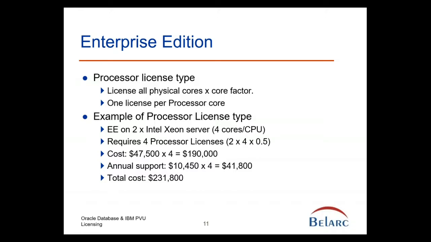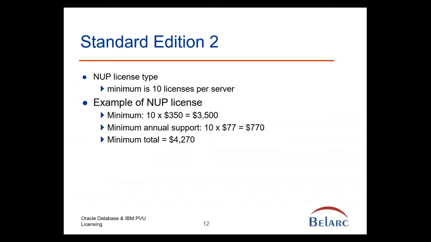So we're just going to go through the same considerations for the standard edition. Again, we look at named user licenses first. With the Enterprise Edition it's 25 users per processor, but the standard edition has a lower minimum of 10 licenses per processor. So you must have at least 10, even if you have fewer users.